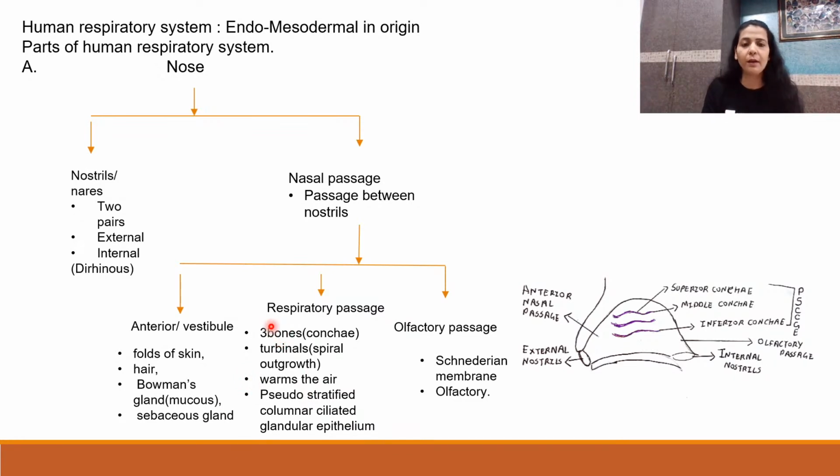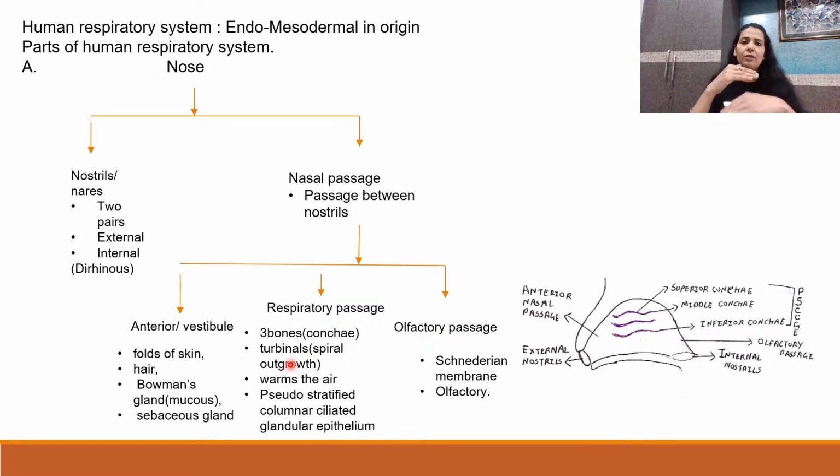So where does this happen? This happens at the respiratory passage. Respiratory passage is a part of nasal passage. Respiratory passage has three bones: superior concave, middle concave, inferior concave. These concave show spiral outgrowth.